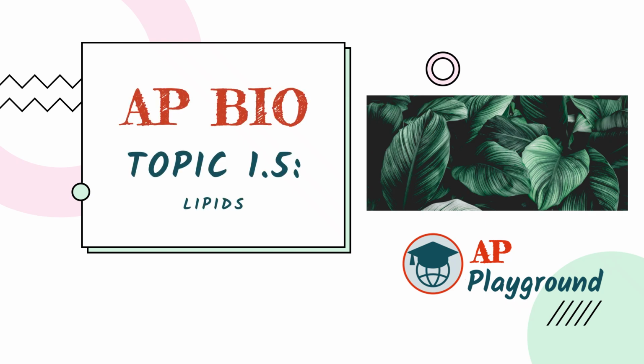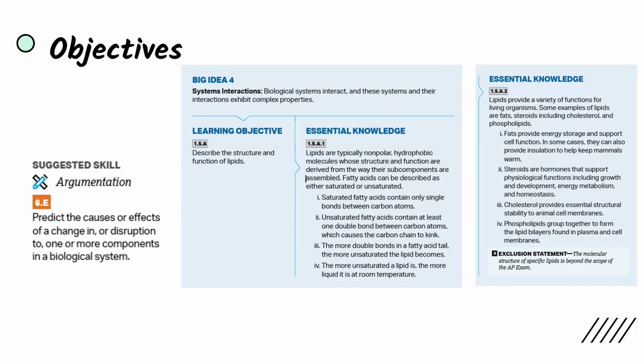Today we're covering topic 1.5, lipids. Lots of objectives today, base of which is describing the structure and function of lipids, looking at both saturated and unsaturated fatty acids, as well as the various functions of lipids, including fats, steroids, cholesterol, and phospholipids. And the suggested skill is argumentation 6E, predict the causes or effects of a change in or disruption to one or more components in a biological system.